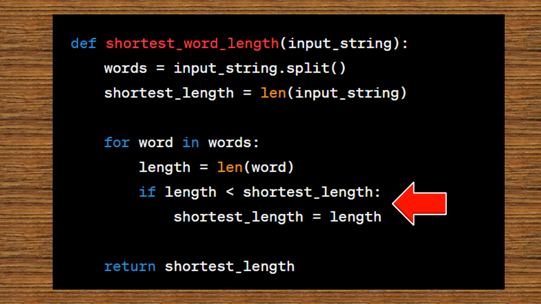By the time we finish examining all the words, the shortest_length variable will hold the length of the shortest word in the given sentence. This occurs because we keep updating shortest_length whenever we encounter a word with a length smaller than the current shortest_length. Ultimately, after the loop completes, we have successfully determined the length of the shortest word in the sentence. The process of updating the shortest length is crucial because it allows us to keep track of the smallest word length encountered during the loop. By continually comparing and updating the shortest_length variable, we ensure that it accurately represents the length of the shortest word.